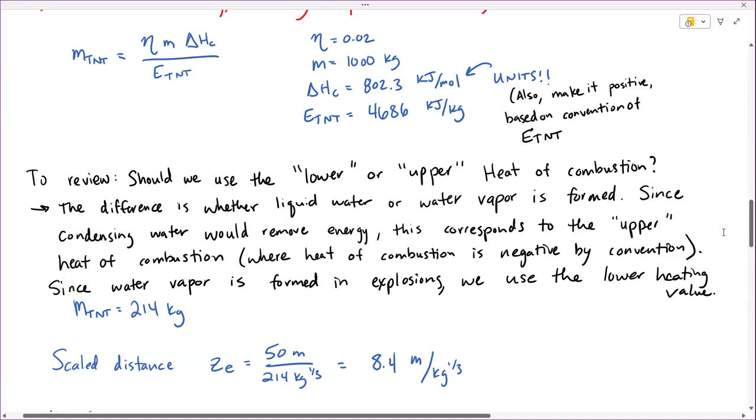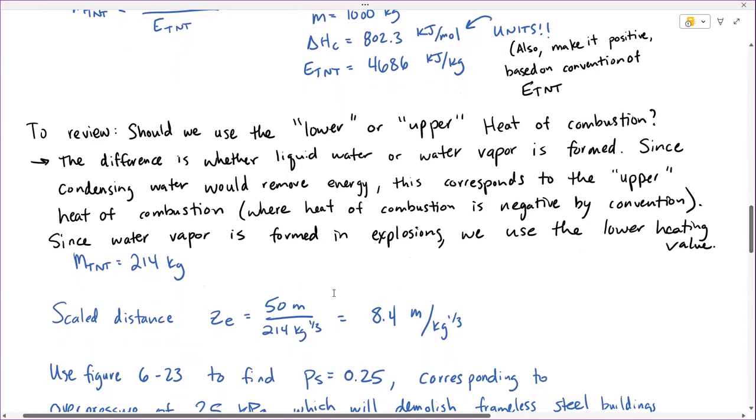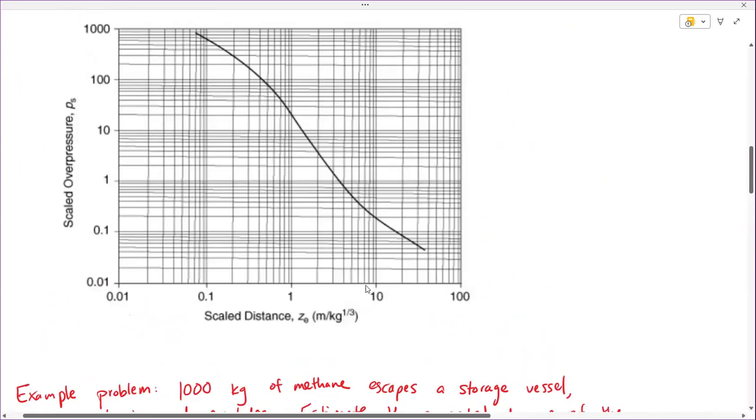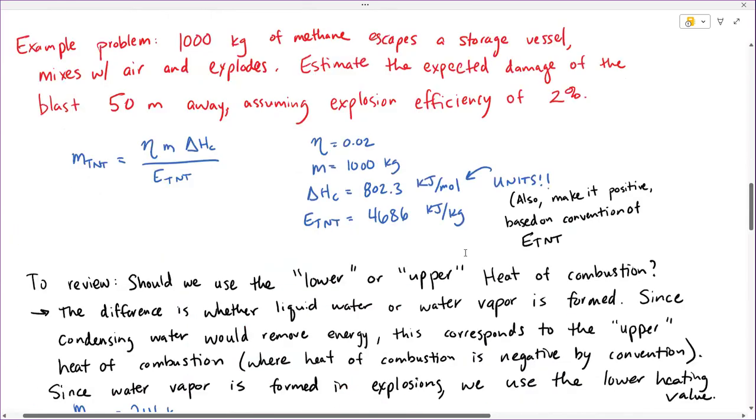I then have to find the scaled distance. So I divide 50 by 214 to the 1/3 power. And from that, I get 8.4. So in figure 6.23, let's go to 8.4. So it's quicker to go from this side. So this is 10, this is 9, 8.4 is going to be right in the middle there. And I'm going to follow this all the way up. And I will find that looks to be somewhere between 0.2 and 0.3.